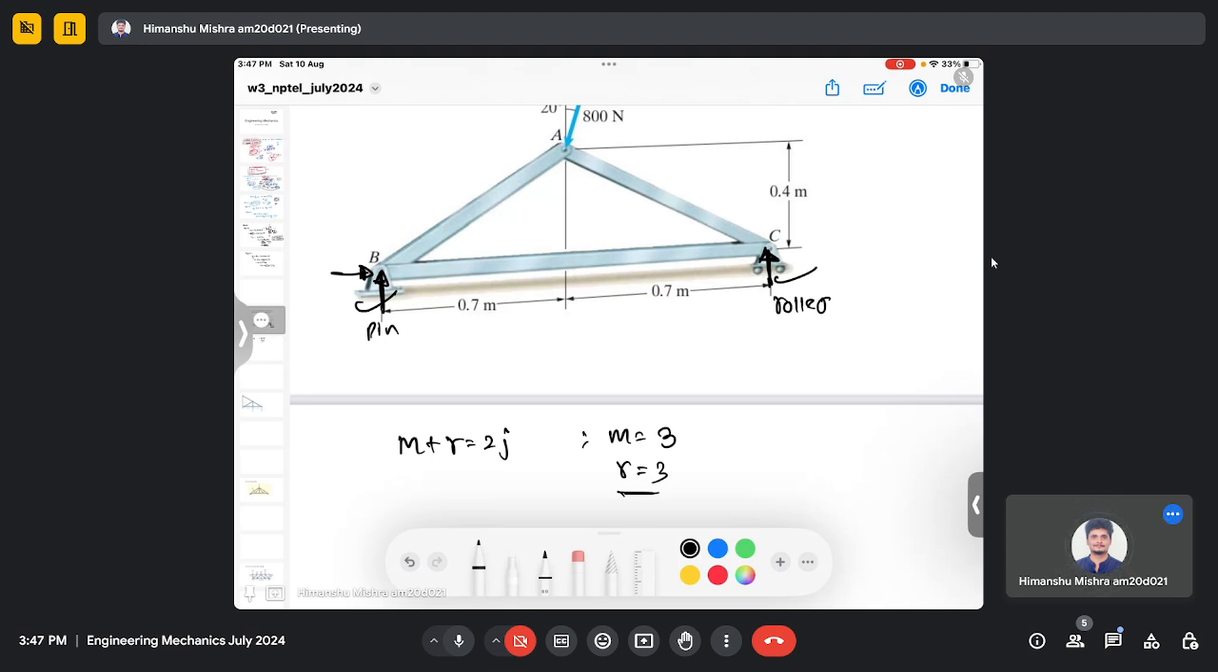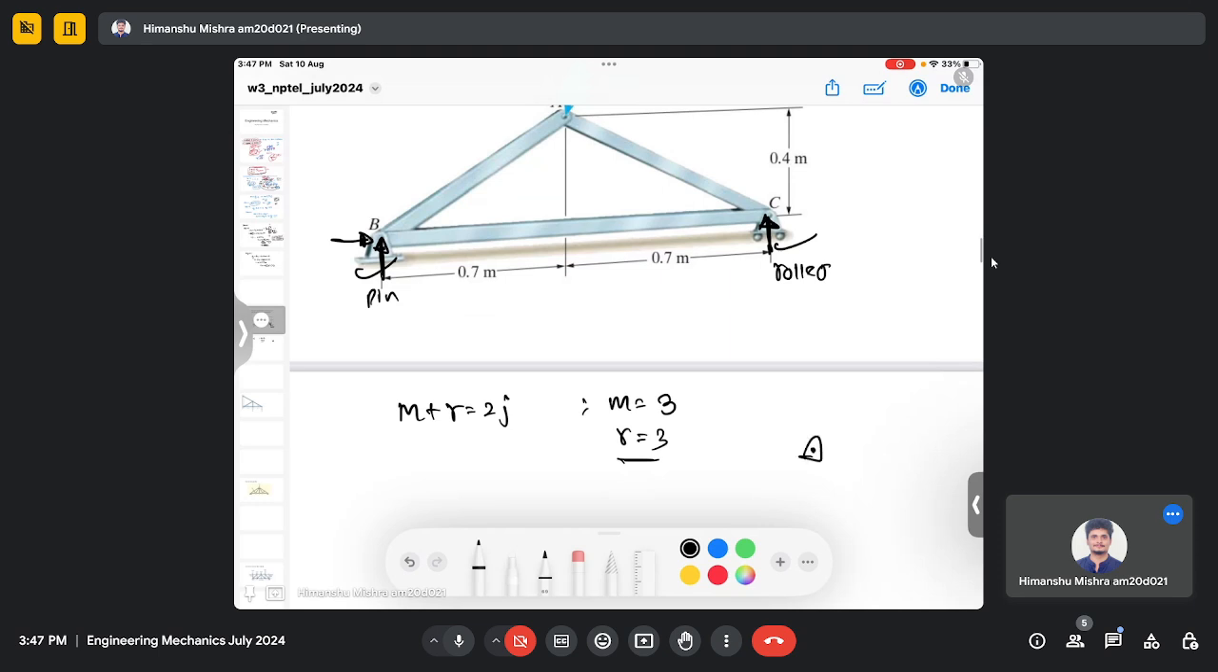Every pin joint will have two reaction forces. For the roller case you have only one reaction force, because the roller joint can move in the horizontal direction, which means there will be no reaction force in the horizontal direction. But the roller joint constrains the motion in the vertical direction. The vertical motion is not possible because it is constrained, so there will be a vertical reaction force here.